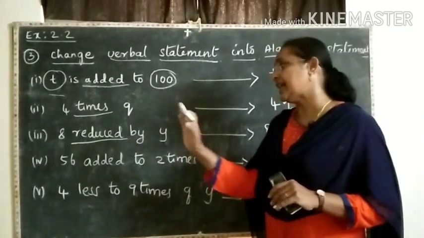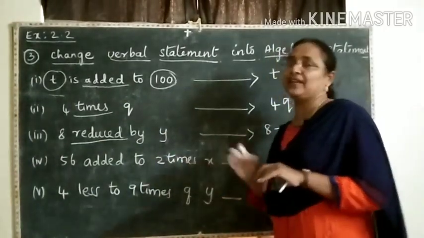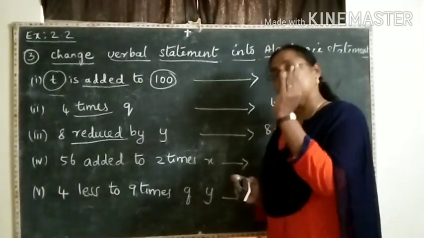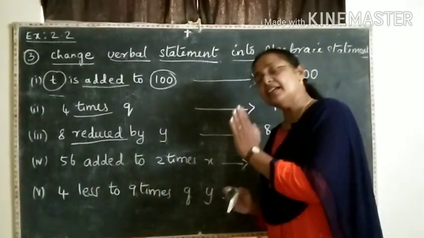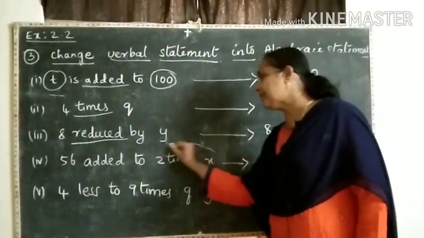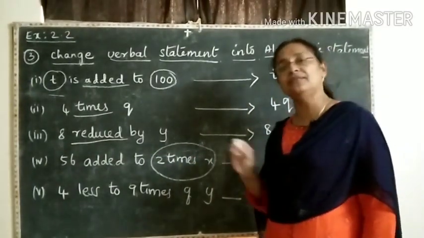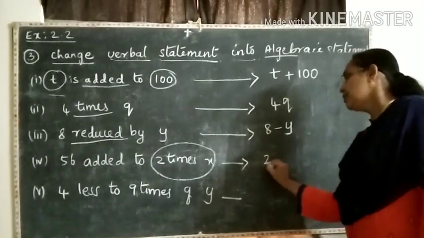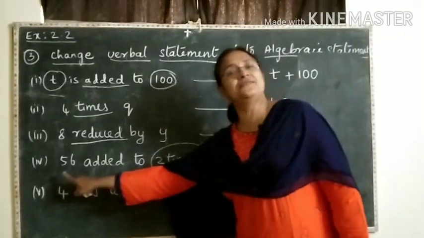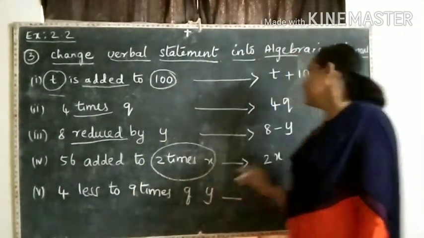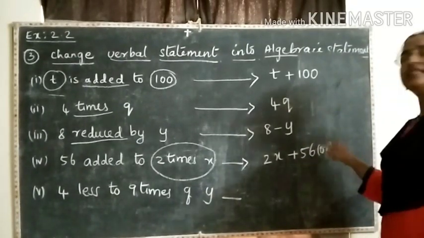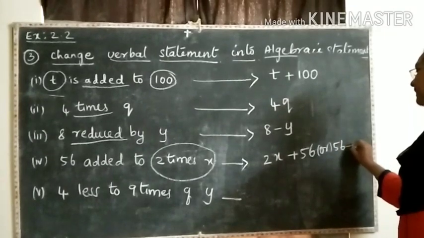Okay. Now 56 has to be added to 2 times of x. We know the hierarchy of operations, isn't it? BIDMAS. Okay. So multiplication first, and only after the multiplication comes the addition. So first I have to concentrate on the multiplication. So 2 times of x is 2x. Yes or no? Now 2 times of x added to 56. 56 is added to this term. So 2x plus 56.